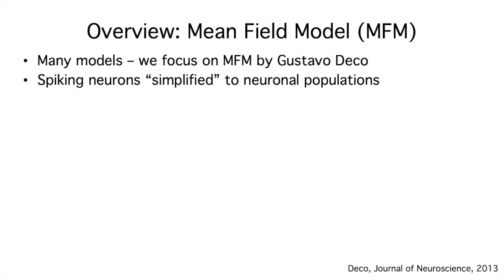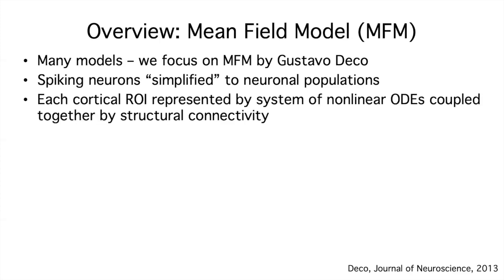So we will just focus on one model, the dynamic mean field model from Gustavo Deco. The model captures the average dynamical behavior of cortical regions at the level of neuronal populations, in comparison to more detailed spiking neuronal networks coupled by AMPA, NMDA, and GABA receptors. So this mean field model is much simpler, but it's able to generate large-scale brain dynamics with relatively low parametric complexity. In the mean field model, each cortical ROI is represented by a system of nonlinear ODEs, ordinary differential equations, coupled together by structural connectivity.